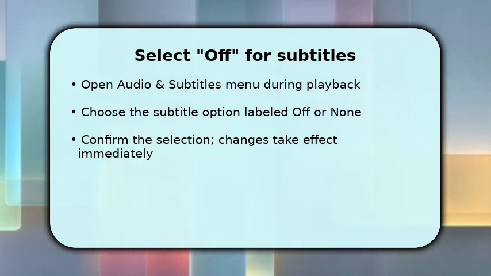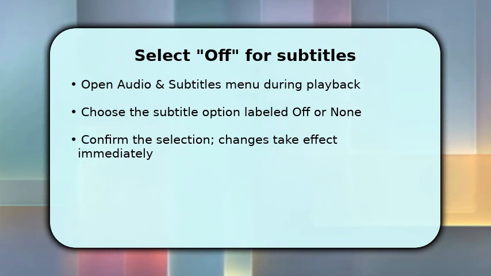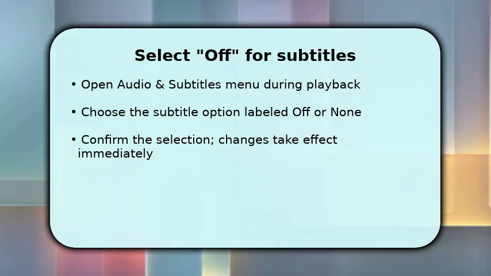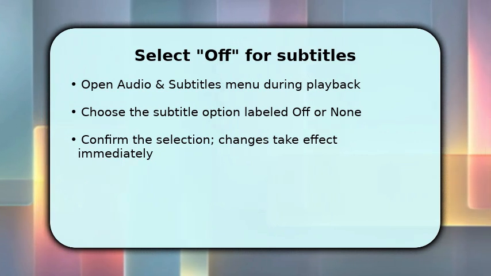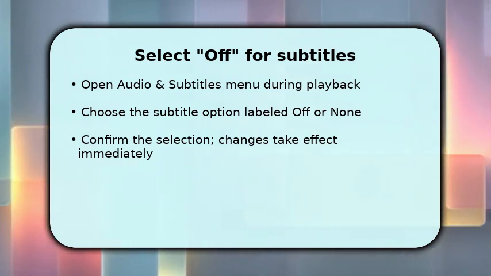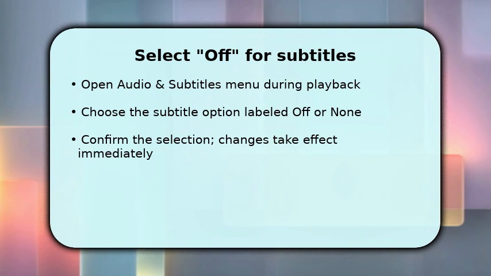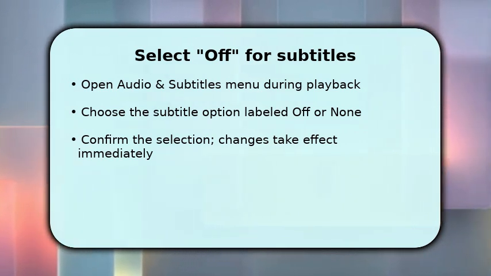On browsers, you may see English CC versus Off. Choose Off. On mobile apps, tap the language, then the Off option. On smart TVs, use directional keys to highlight Off and press OK. After selecting Off, close the menu and resume playback.